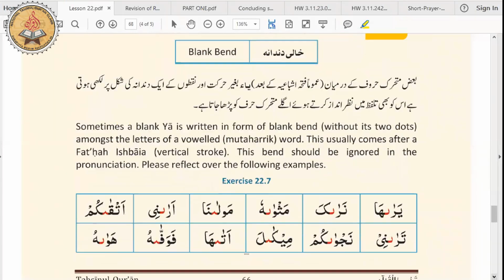Please remain on mic. So the next rule is, I'm quickly going through all the rules because we have done this lesson. Today we are just doing the recap. And when we revise all these rules, then we go directly to the recitation from the text of the Holy Quran. So sometimes we find a blank bend. Sometimes a blank ya is written in the form of a blank bend without its two dots amongst the vowel or mutaharrik letters. This usually comes after a fatha ishbaiya, which is called vertical stroke. This bend should be ignored in the pronunciation.